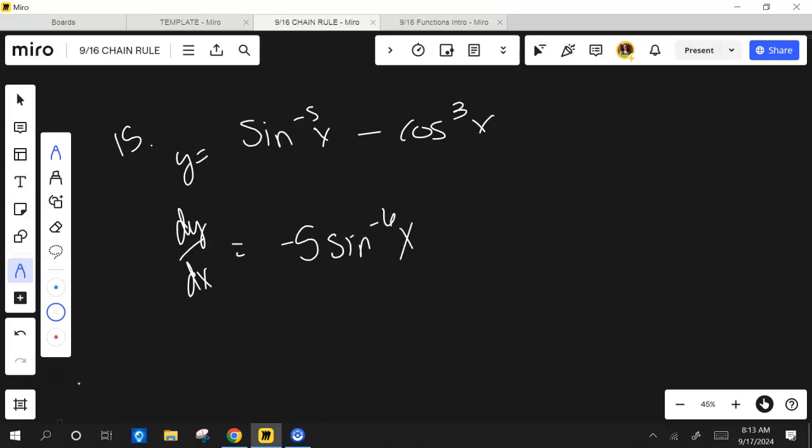Then what? Now the trig function, right? That was the exponent. Now the trig function, which is negative cosine. And be careful because this is not subtraction. Oh, not negative. Sorry. I'm looking at that negative 5 in front. And then what? Just 1 because the derivative of x is just 1.